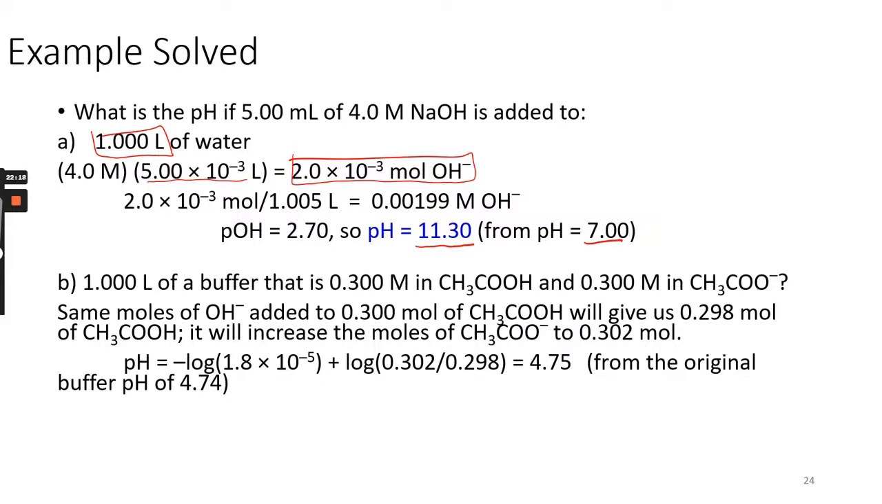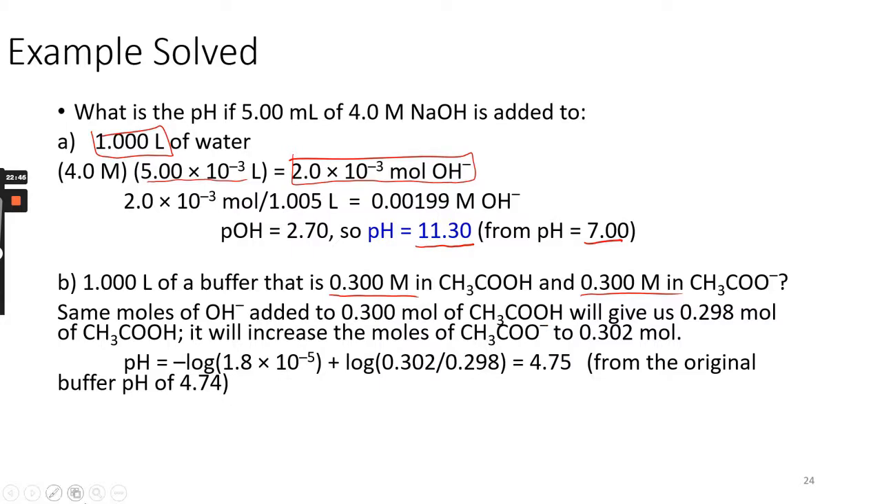Now let's see how it changed our buffer solution. So we have 1 liter of a buffer solution that has 0.3 molar acetic acid and 0.3 molar acetate. The same amount of moles that were added in part A will be added here. To 0.3 moles of the acetic acid, when we do that, we end up with 0.298 moles of acetic acid.